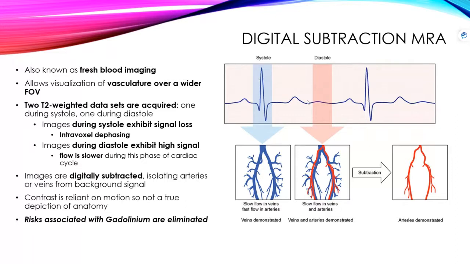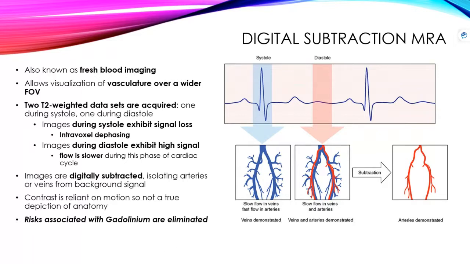Here's the systolic phase, and here is the diastolic phase. Remember, this is like the lub-dub, and then you wait. And then you hear another lub-dub, and then you wait. So we're pretty much taking our images as the blood is flowing based on that pulsatile cardiac cycle. And then we're getting those images, the slow flow in the veins and the fast flow in the arteries, and then we're going to subtract them from each other and create a really nice clear image.